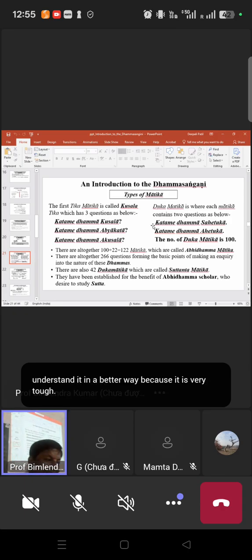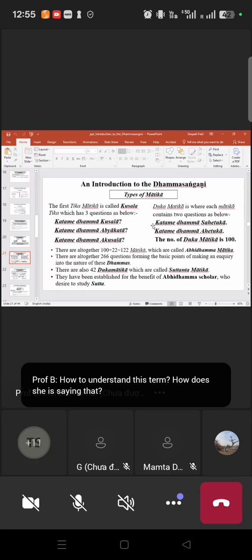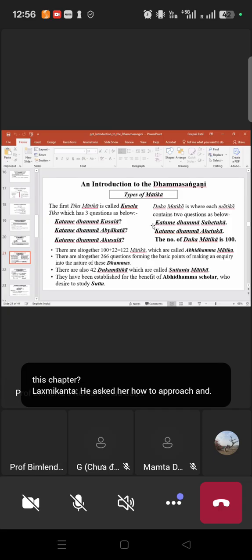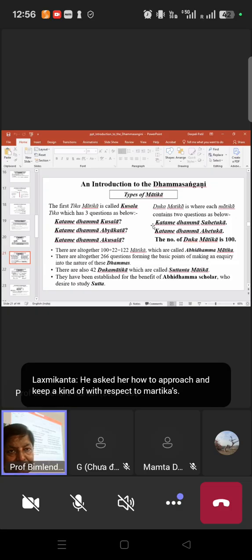How to understand this chapter? As she is saying, these components are divided into different numbers, Dukamatika and Tikamatika. So how to understand this chapter? So Niket, you are asking how the things can be understood in the Dhammasangani. You can type the question.